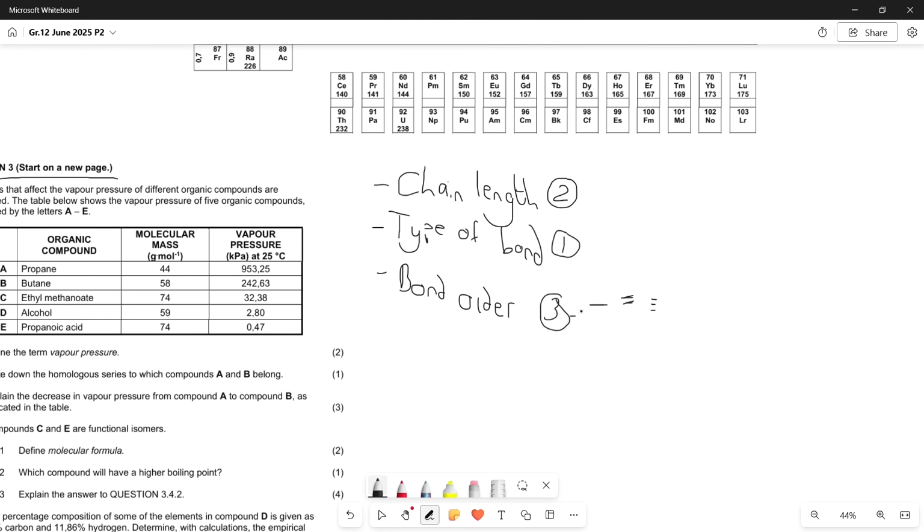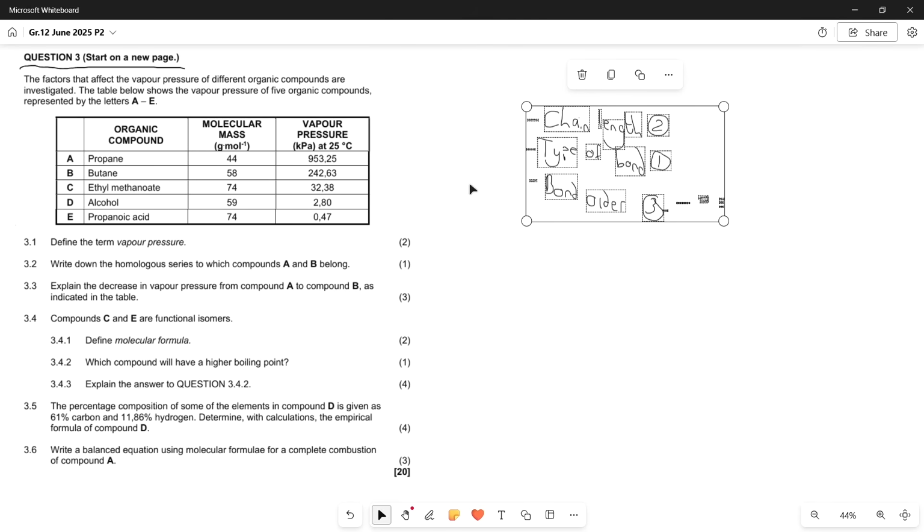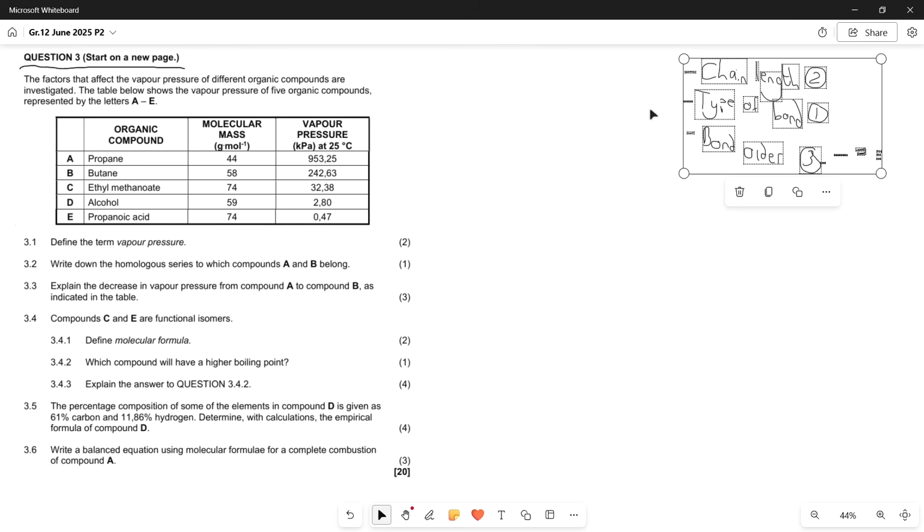This is something also to keep in mind when we look at bond order, if they are just comparing the exact same chain length and the exact same type of bond, and the only difference is whether one has a single bond or a double bond. If this was a propane compared to a propene, for example. Okay, and with that information, this is how they would structure each question.